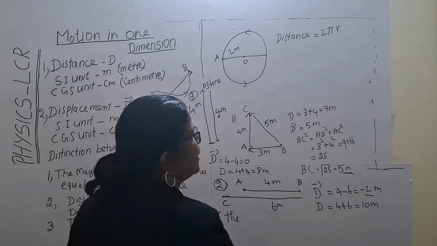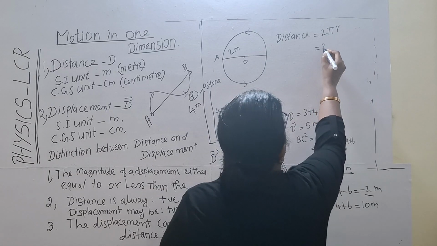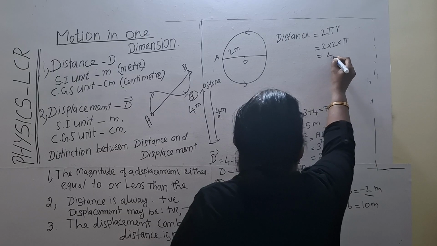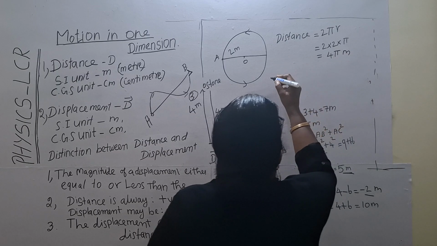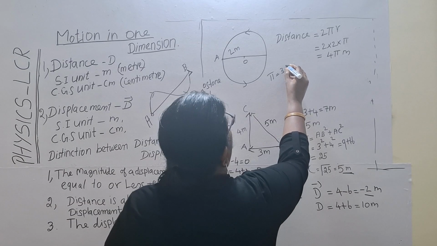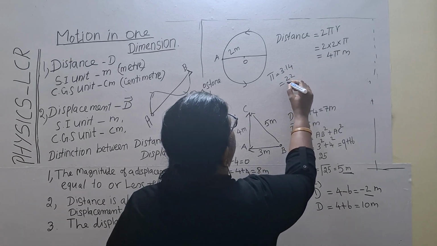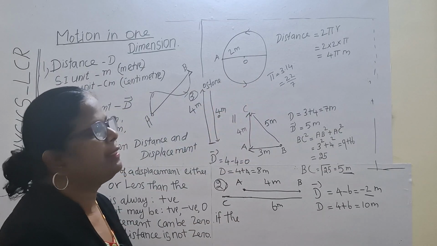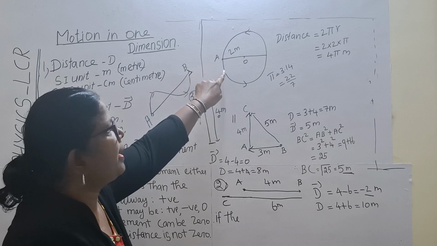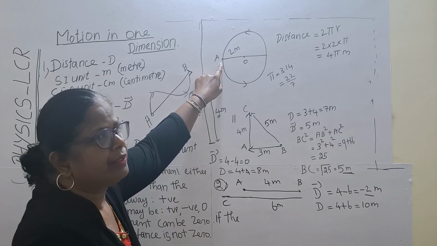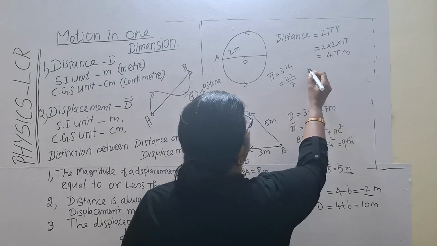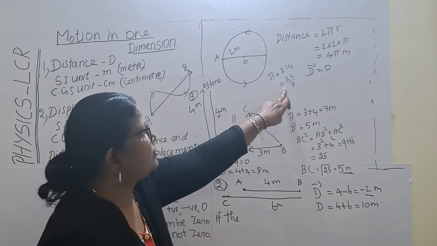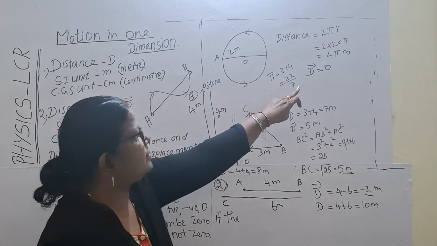The r value is the radius you can apply: 2 pi r, 2 into pi. So it is a 4 pi value you people know. Pi value is 3.14 or 22 by 7, we can apply 22 by 7. So this will be the distance. The body starts and completes a circle, again it will reach the start. So displacement will be 0.